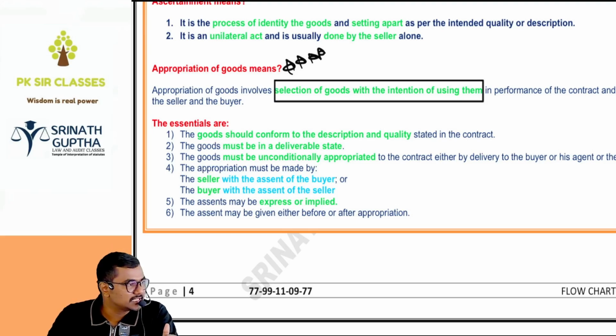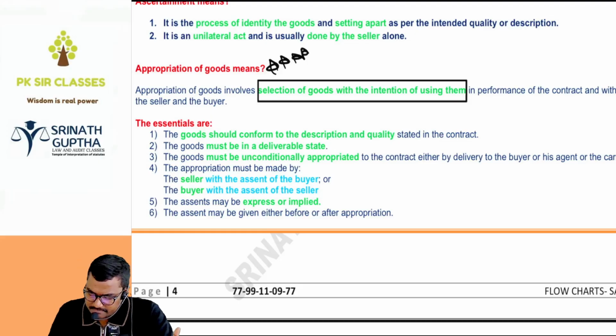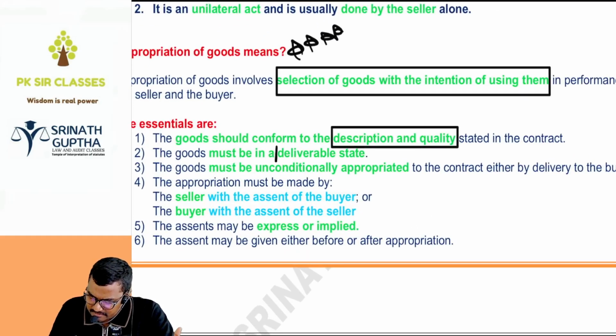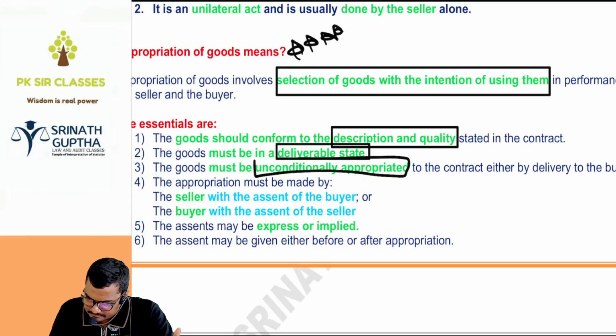Fair enough. This is very, very important. We will ask in the exam. We discussed it in the first chapter also: what is appropriation and the essentials of appropriation. Goods must conform to description and quality, so goods should be as per the description. Goods must be in a deliverable state. And goods must be unconditionally appropriated.